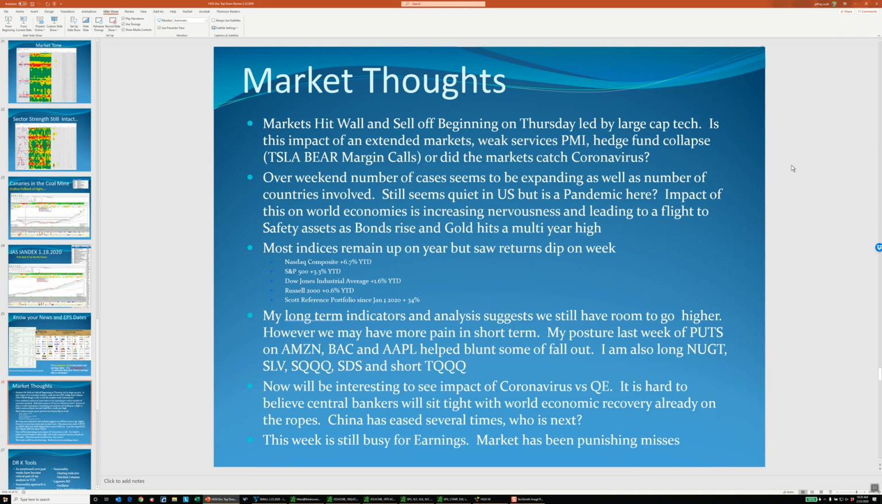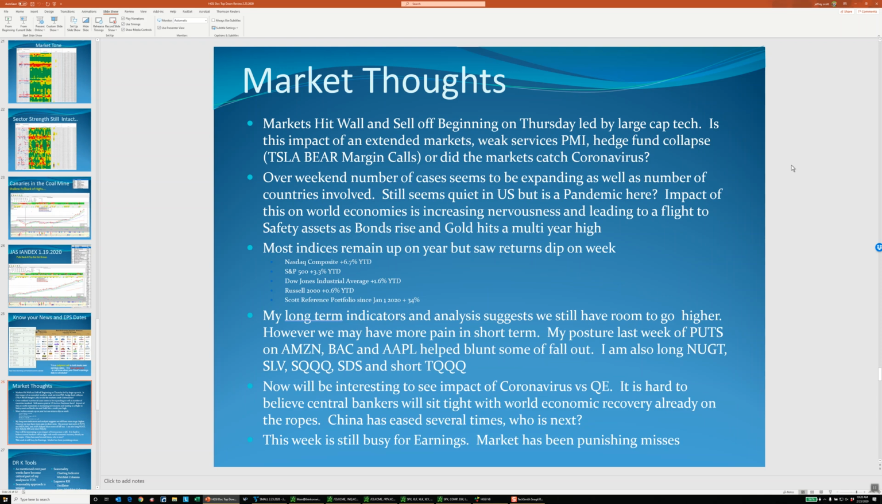And then the other thing is it'll be interesting to see the impact of coronavirus versus more quantitative easing. It's hard to believe that the central bankers will sit tight with the world economic recovery already on the ropes. China has already eased several times. Who is next? And this week is still busy for earnings, and the market has been punishing misses.